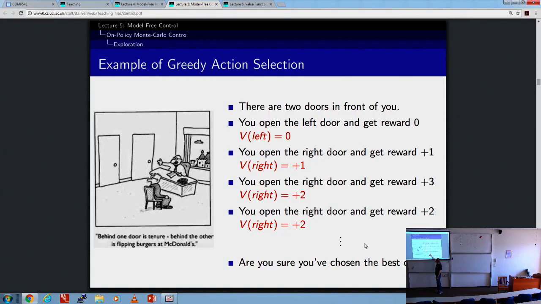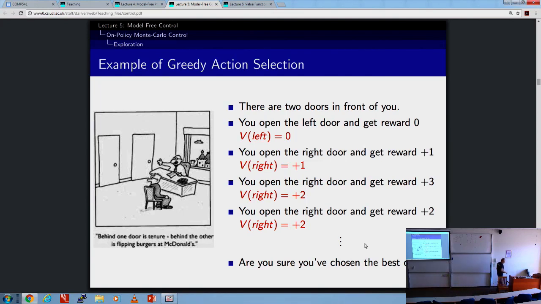I open the right door again, and the right is still positive. I will never try the left door again unless the right estimate goes below 0. Okay? But as you can see, I only tried left once. Maybe the next time I try it, I'm going to get a plus 10. So I haven't explored the left side enough to rule it out completely.